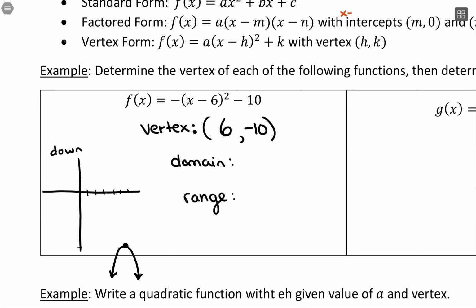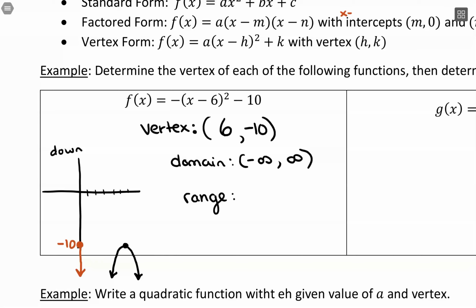So in terms of domain, with a quadratic function, the domain is always all real numbers. We can plug in absolutely anything. So that's done. It's the range that I need to focus on here. And what I could make note of for the range is that it ends at negative 10, and then my function's defined off to negative infinity.